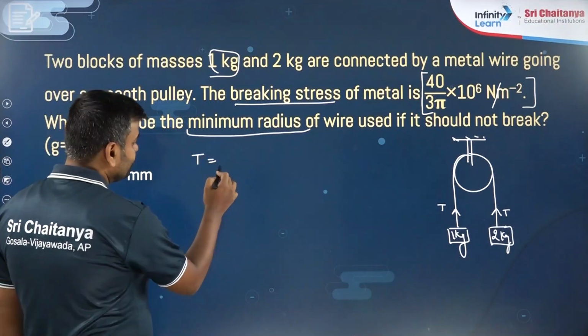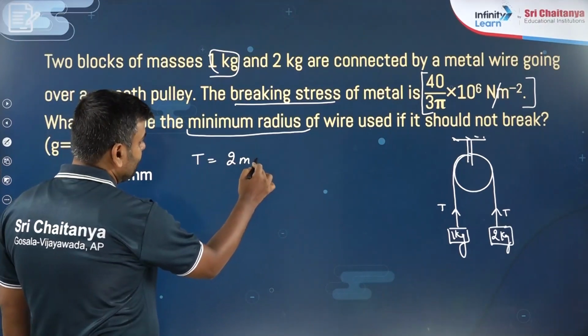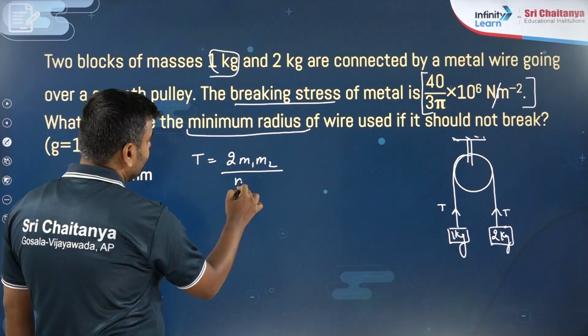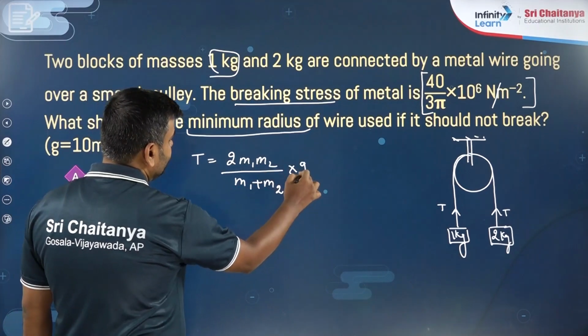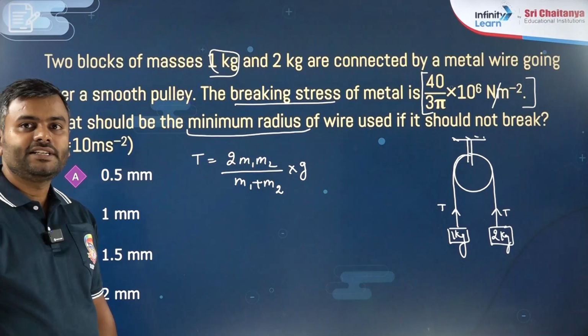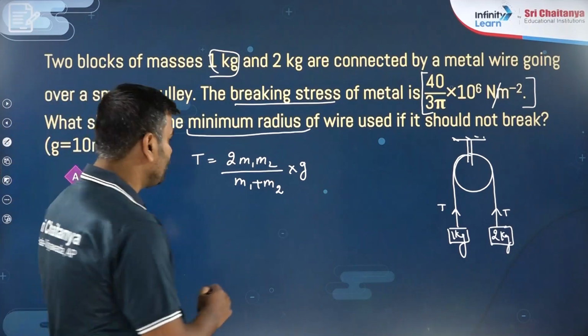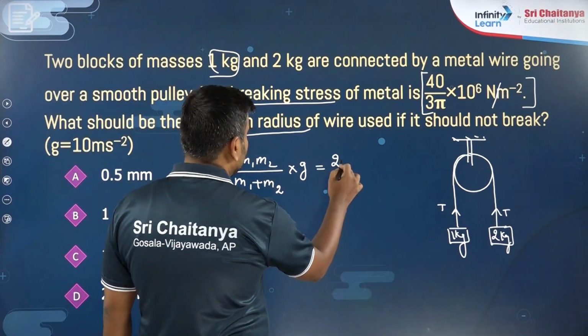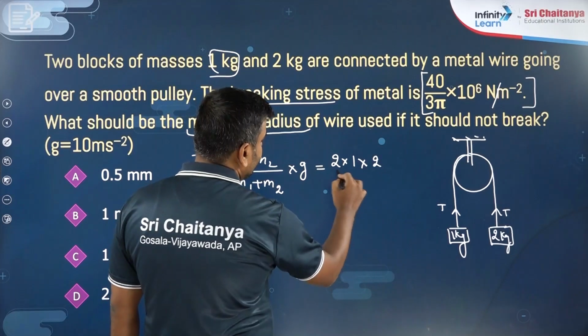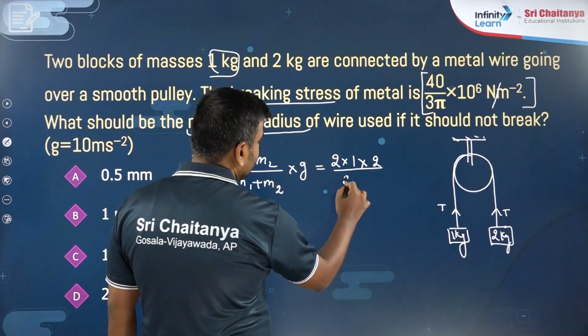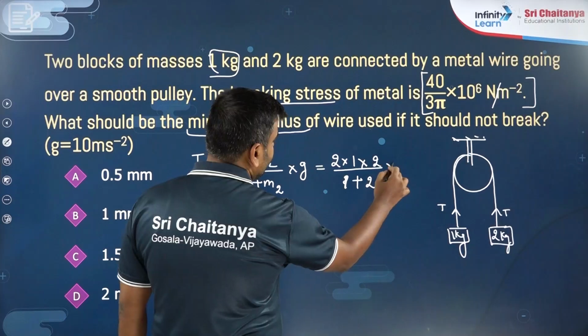You might remember this relation: 2 m1 m2 divided by (m1 plus m2), into g. This is the relation we use to calculate the tension in the wire. So what value do we get here? 2 into m1 value, which is 1, m2 we can take 2, divided by 1 plus 2, into g.